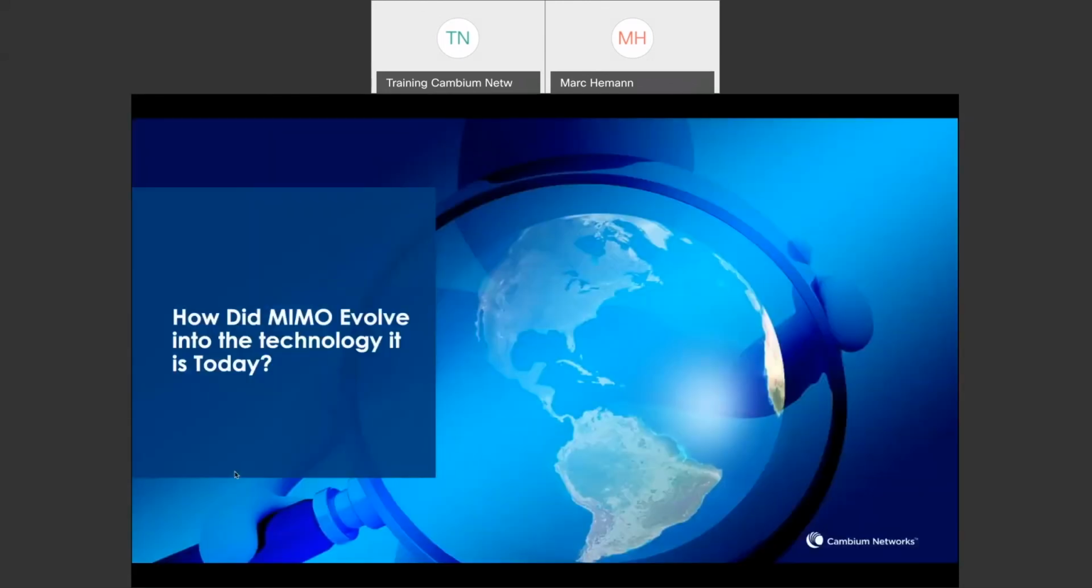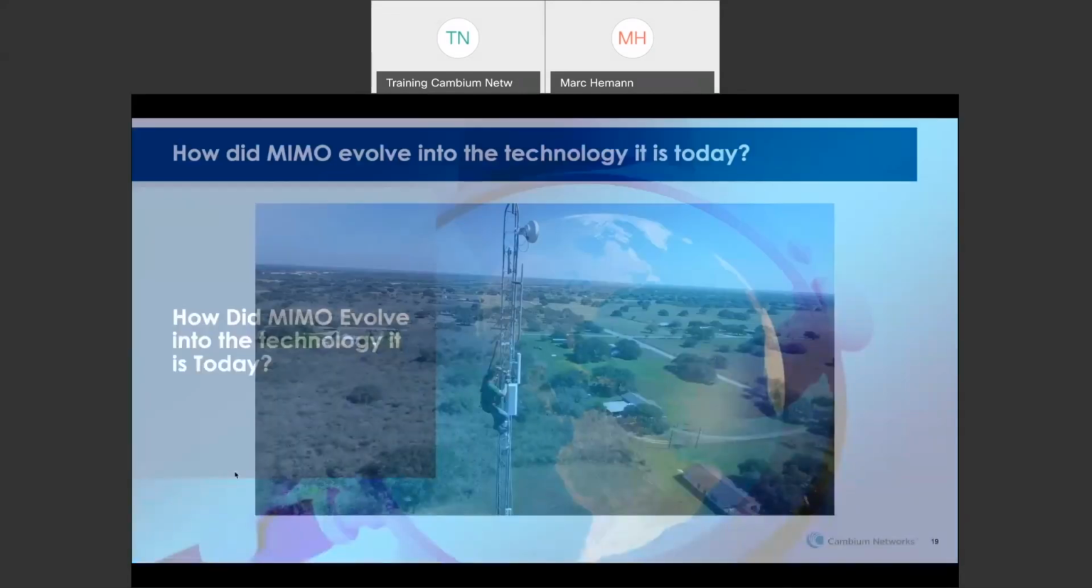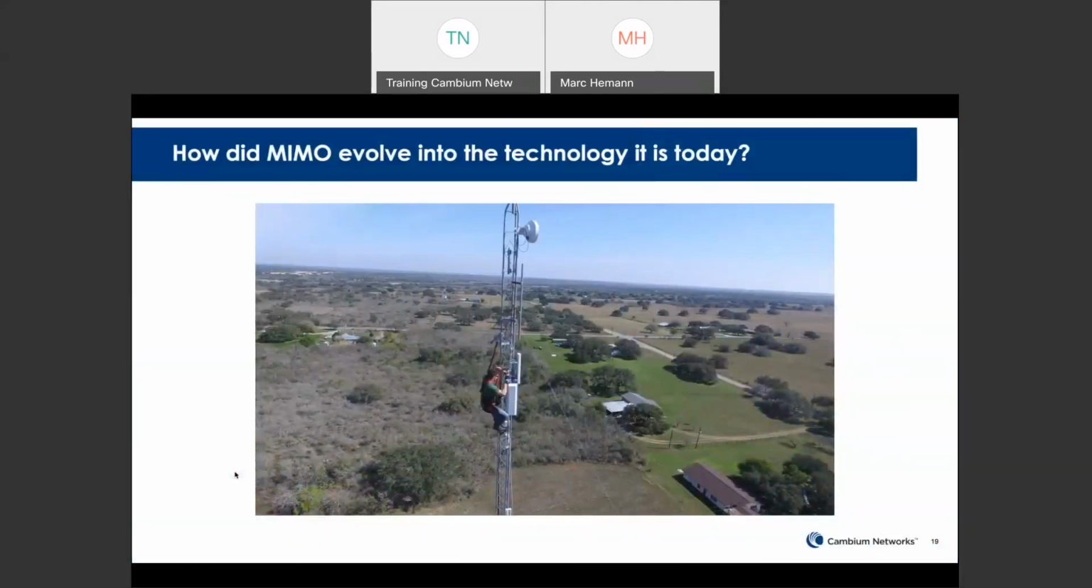So how did MIMO evolve into the technology that it is today? Well, MIMO technology has been developed over many years. Not only did the basic MIMO concepts need to be formulated, but in addition to this, new technologies needed to be developed to enable MIMO to be fully implemented. New levels of processing were needed to allow some of the features of spatial multiplexing, as well as to utilize some of the gains of spatial diversity.